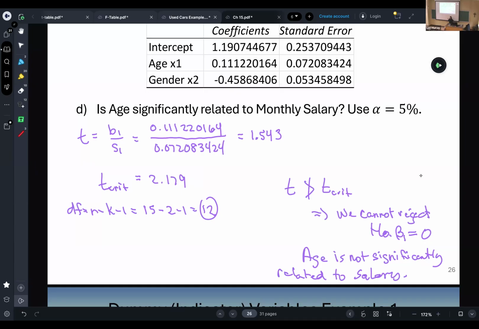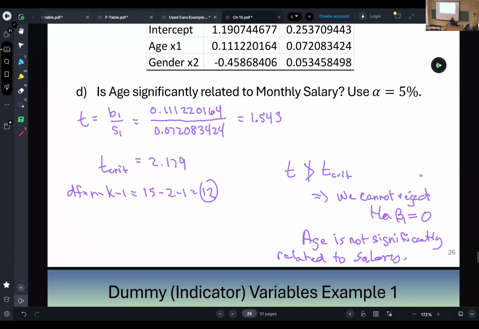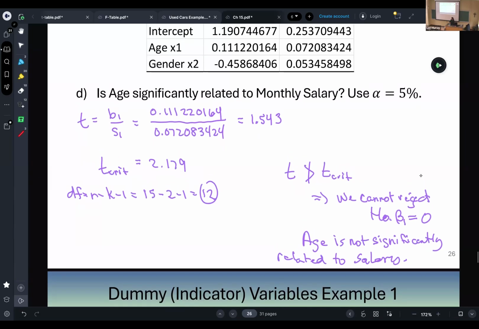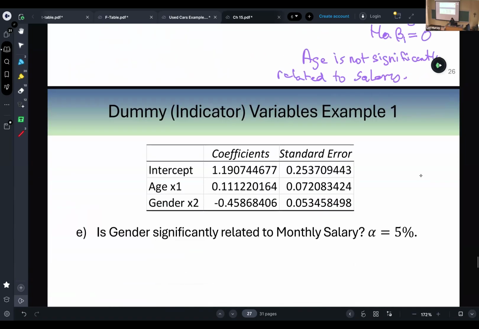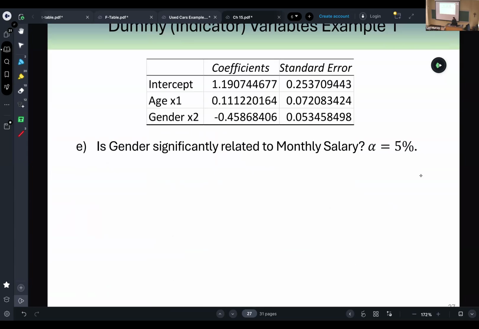So should someone who starts at age 60 get the same starting salary as someone who's 30? Depends, you'd need more like education and experience. That's where all that comes in, right? So anyways, it's out. It's our first one. We haven't seen many variables that we could not reject. And then let's see about gender.